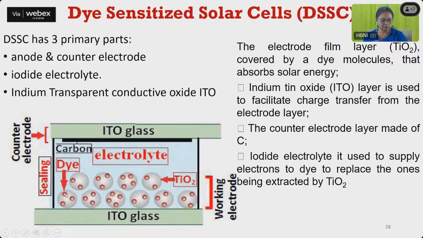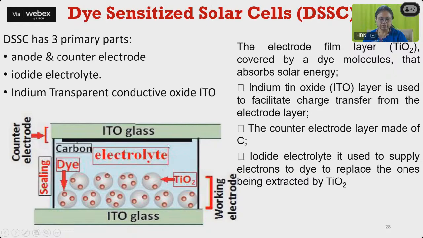So we have the electrode film layer of TiO2, which is covered by dye molecules. Basically the photon interaction is by the dye. So these dye molecules absorb the solar energy. And then we have an electrolyte. An indium tin oxide layer is used to facilitate charge transfer from the electrode layer. So TiO2 is the electrode layer, coated by dye, and then it is in contact with the ITO glass. The counter electrode layer is made of carbon.